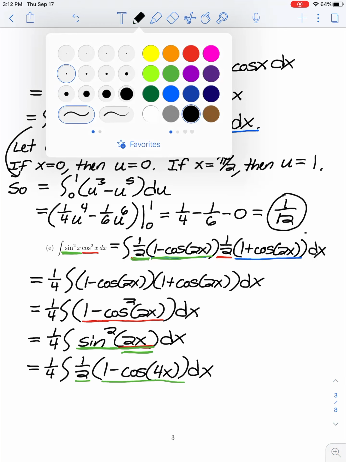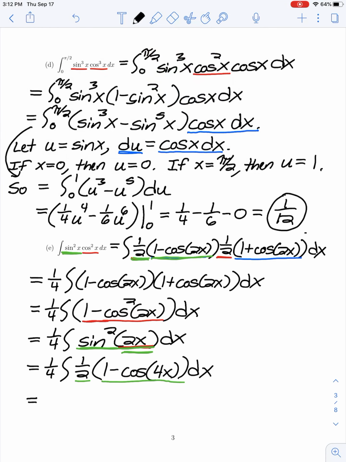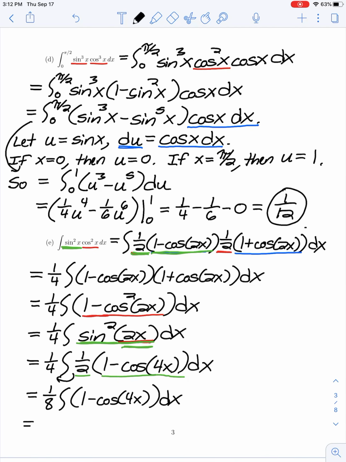So now, if I take the constant of 1/2 and bring this out in front of my integral, I have a 1/8 times the integral of 1 minus cosine of 4x dx. So let's see what we have for this antiderivative. I have a constant out in front of 1/8, and the antiderivative of 1 dx would be 1x, minus the antiderivative of cosine 4x, which is 1/4 sine of 4x.